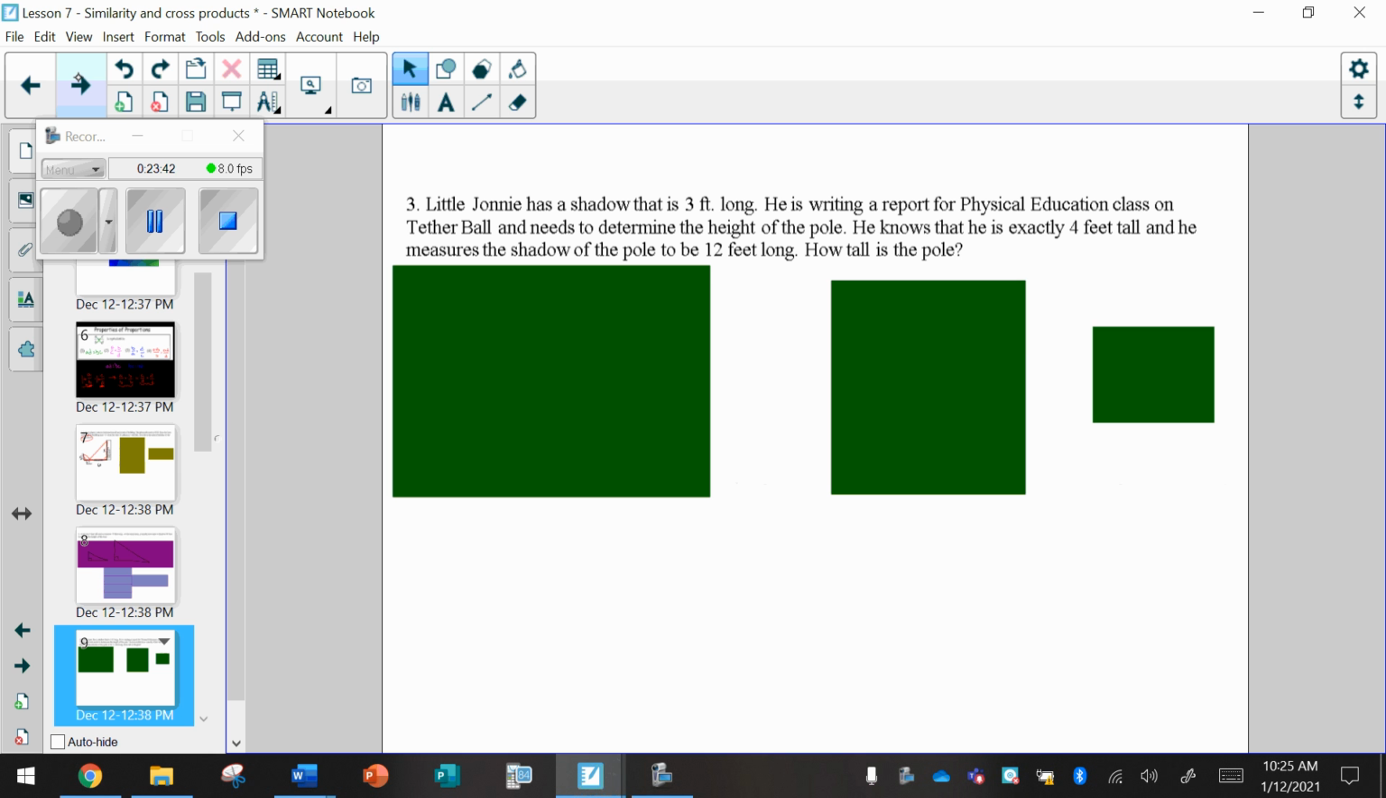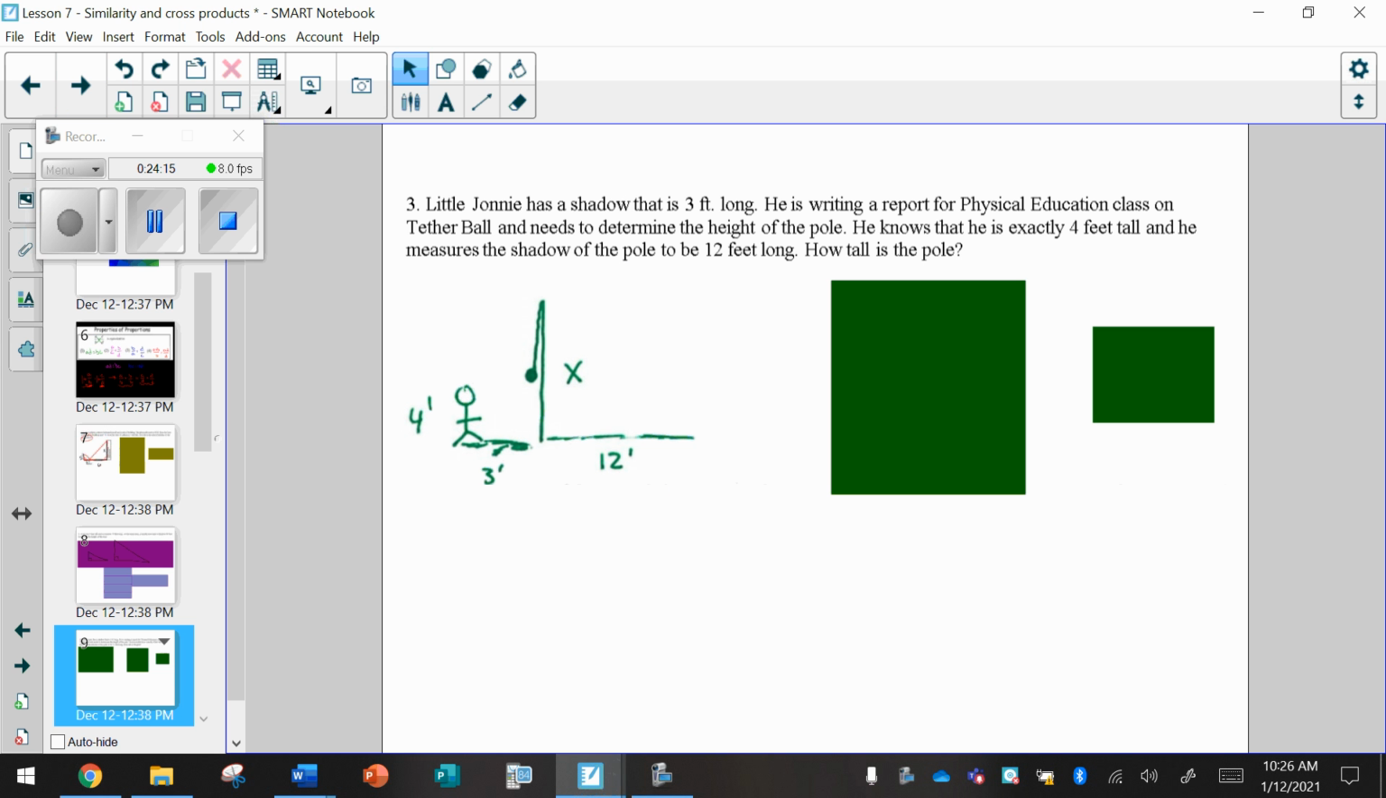All right, little Johnny has a shadow that is 3 feet long. He is writing a report for physical education class on tetherball and needs to determine the height of the pole. He knows that he is exactly 4 feet tall with a 3-foot shadow, and he measures the shadow of the pole to be 12 feet long. How tall is the pole? So let's start with our diagram. We got little Johnny, 4 feet tall with a 3-foot shadow, and our tetherball pole has a 12-foot shadow. So there's Johnny and his shadow, and there's the tetherball pole and its shadow.